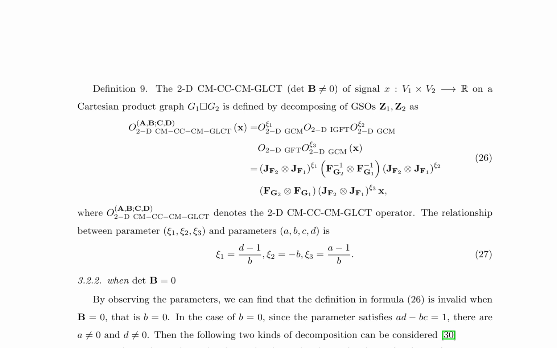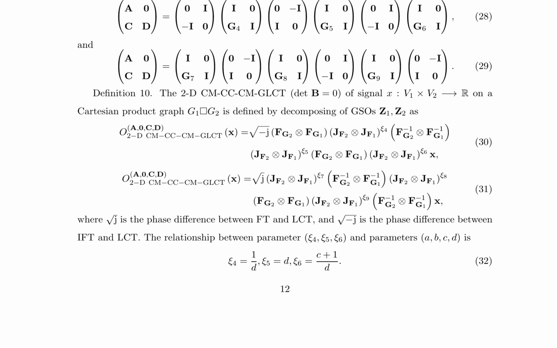In the case of det B equals 0, 2 kinds of decomposition are considered. The 2D CM-CC-CM-GLCT is defined as the decomposition of GSOs on Cartesian product graphs, which can be expressed as a combination of 2D graph CMT, 2D IGFT, and 2D graph CMT. The relationship between the parameters ξ4, ξ5, ξ6, and the parameters A, B, C, D is given. The phase differences between FT and LCT, and IFT and LCT, are also considered.